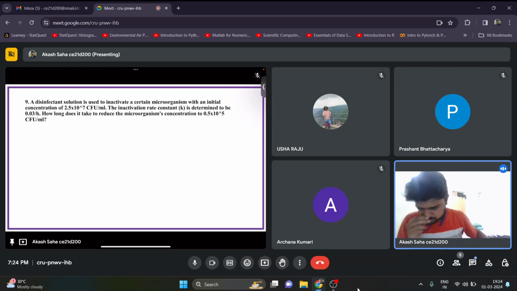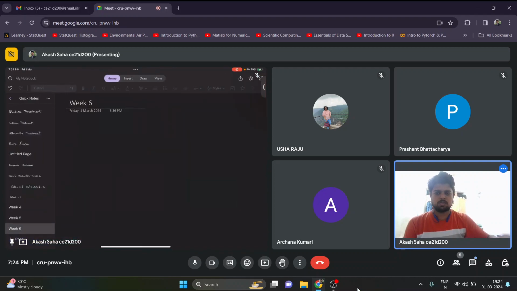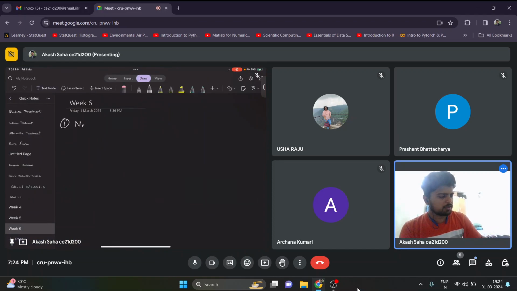Okay, so maybe I'll solve this problem. If you see the first problem, the initial concentration was 2.5 into 10 to the power 7 CFU per ml, and the final is 0.5 into 10 to the power 5 CFU per ml.